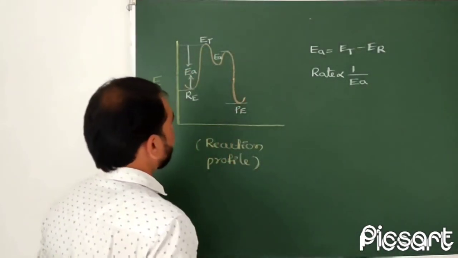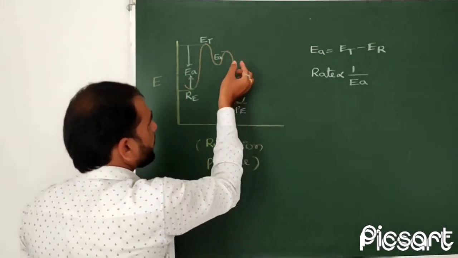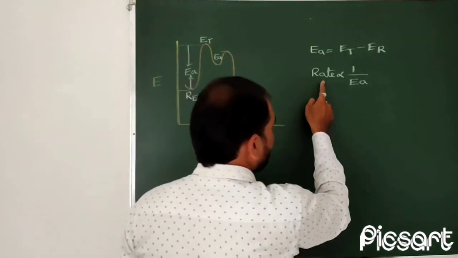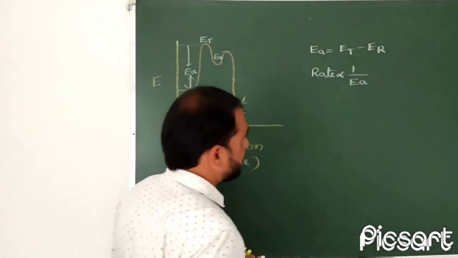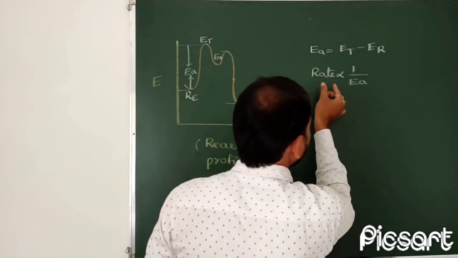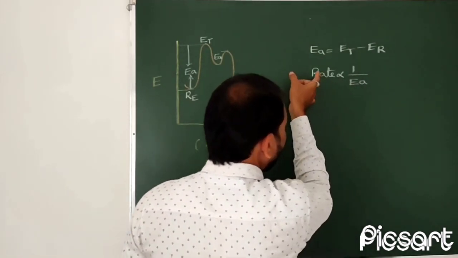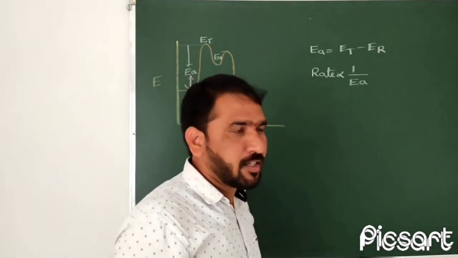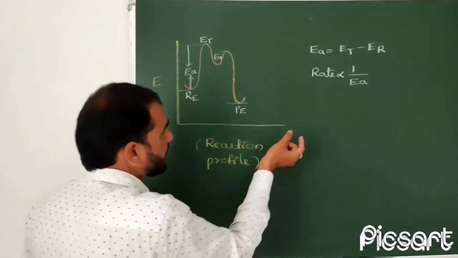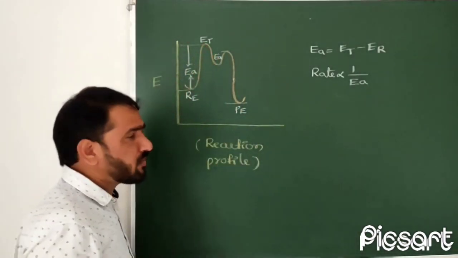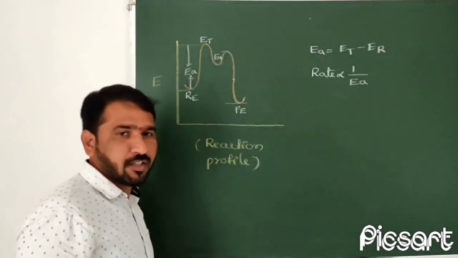Coming to second step. Second step having less activation energy. According to the relation between rate and activation energy, activation energy is lower one means rate of the reaction will be higher one. It means that should be faster. So based on this graph, with respect to activation energy, first step is slower one, second step is faster one.